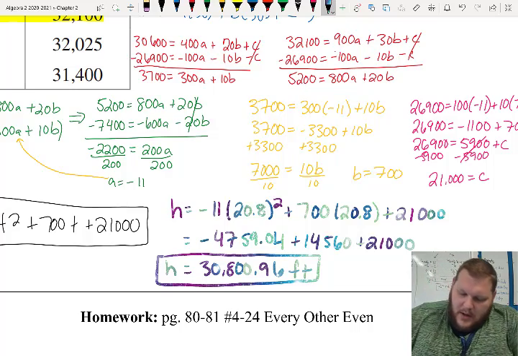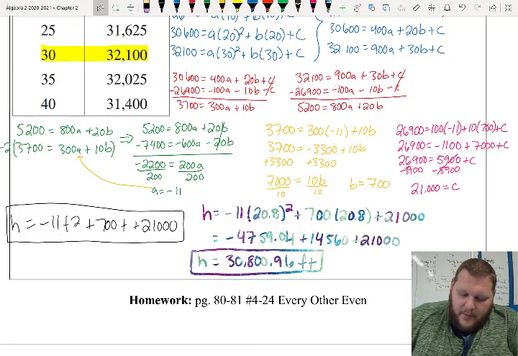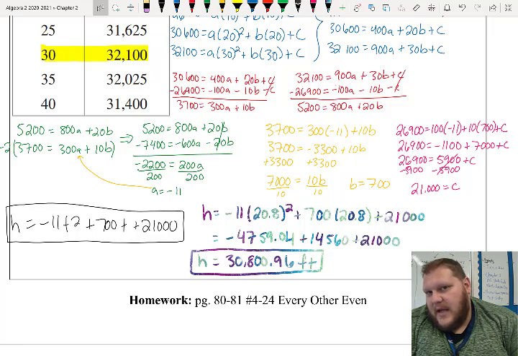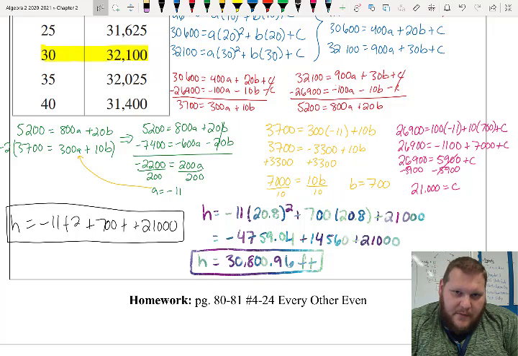So that's all I got for you for 2.4. Homework is down there at the bottom, page 80 and 81, 4 through 24, every other even. So I do realize some of these are going to take a while, so that's why we're doing every other even. So basically, all of my multiples of 4. 4, 8, 12, 16, 20, and 24.